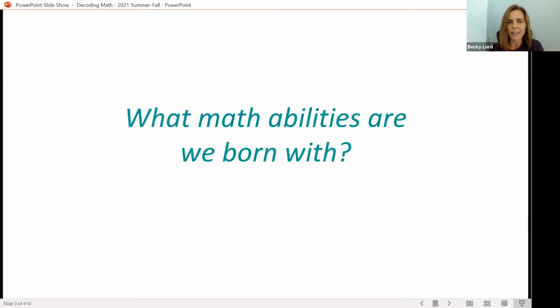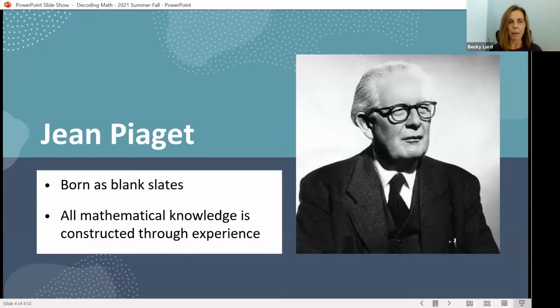Okay, so let's start with, we're going to just think a little big picture and actually getting into the neuroscience, a little bit of math, which most of us never really learned in grad school or whatever we did for our education background. So what math abilities do you think that we're born with? So it used to be Piaget, who most of us studied probably in human development, had the idea that we were all born as blank slates and that all mathematical knowledge had to be constructed through experience, so that really we're not born with any math understanding. It's all developed through our life experience. And that actually is not what current neuroscience is showing anymore. It's showing that we actually are born with innate abilities to understand number and quantity.